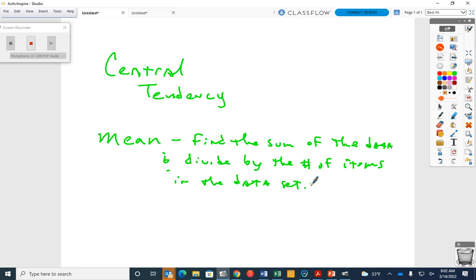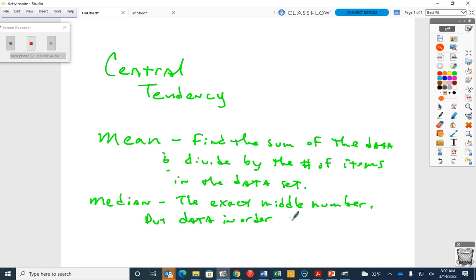Okay, what about median? Anybody know what the median is? Anybody ever heard of median? Okay, Noah, what's a median? Do you know? No. Okay, median is the exact middle number. And you have to first put data in order, numerical, which means least to greatest. And you cross them out from the outside in, and I'll show you how that's done in a minute.